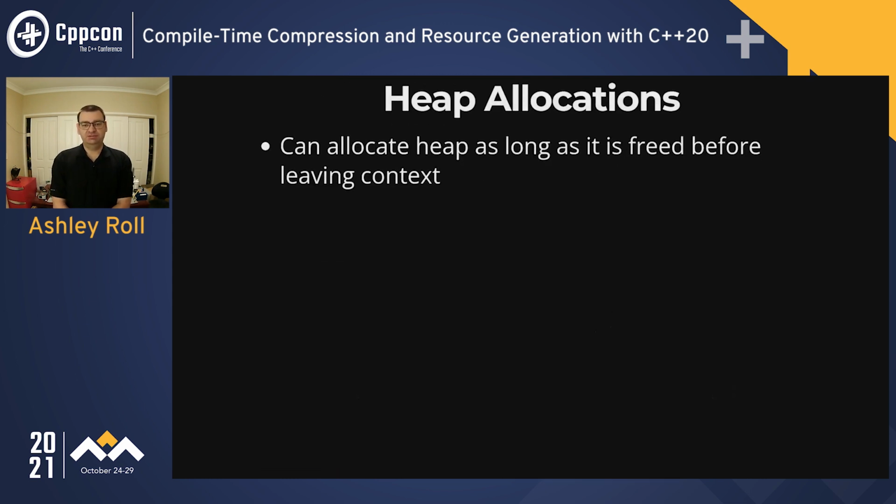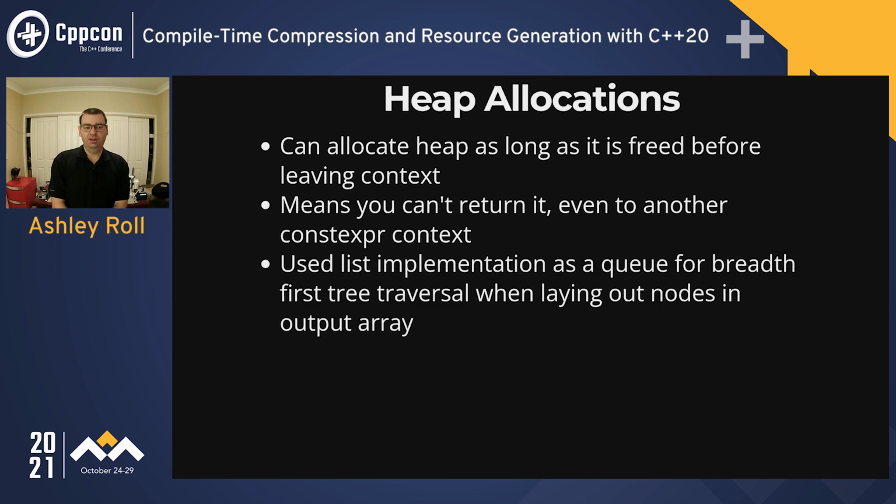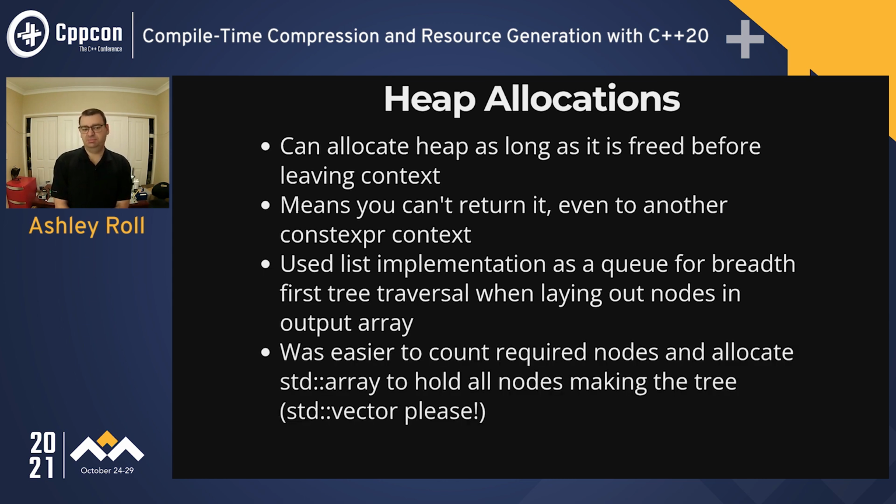We can do heap allocations. I'm conscious that we're running out of time, so we might speed through this pretty quickly. We can allocate heap, but we have to free it before we leave the context. It means you can't return it from one constexpr context into another. So a function, even if it's being called within a constexpr context, can't return allocated memory. You have to return a literal type. I used a list internally for the breadth first traversals, but I didn't allocate nodes that way. I simply counted how many I needed.